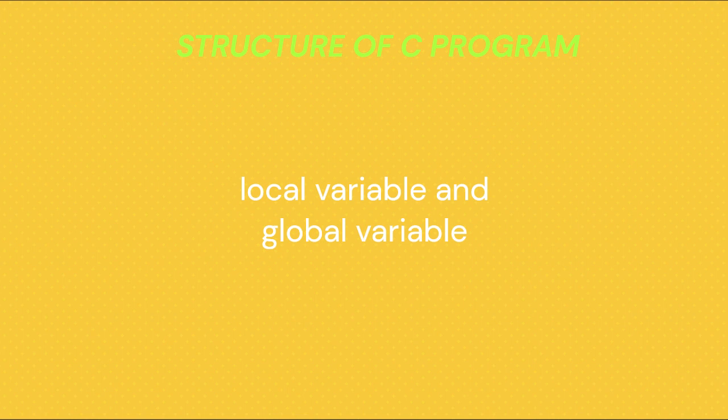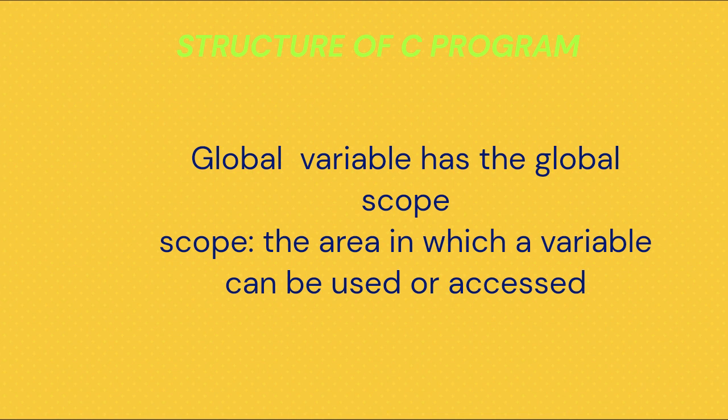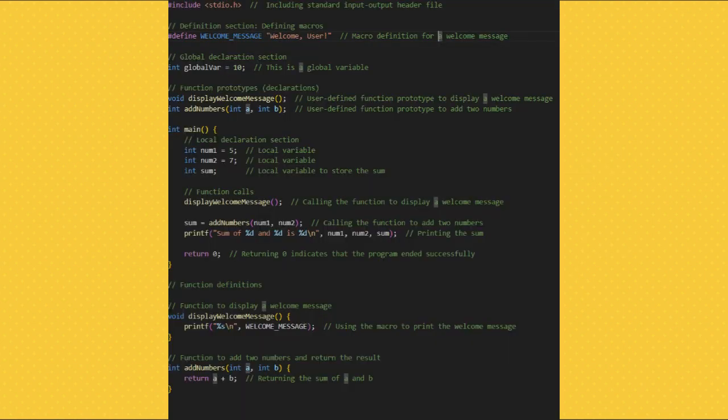Local variables are those which are defined within the curly braces of a function. A global variable has global scope, so it can be used in any function, either user defined or the main function. Now let's look at the sample code on the screen. I have used comments to explain every line clearly. I hope this code will help you in memorizing the different types of sections which I have described so far.